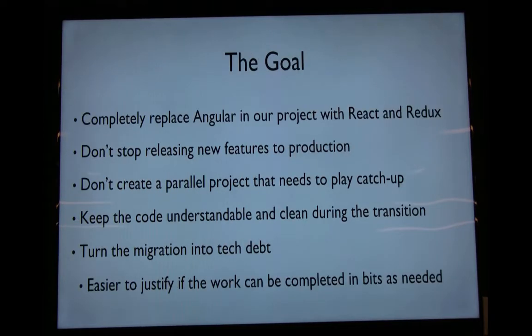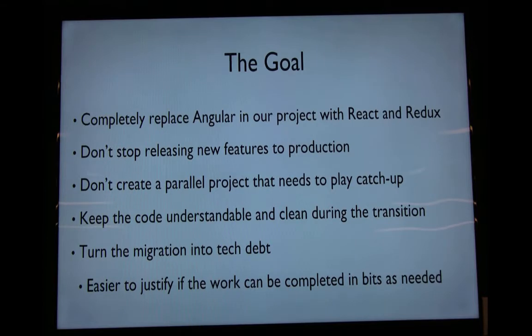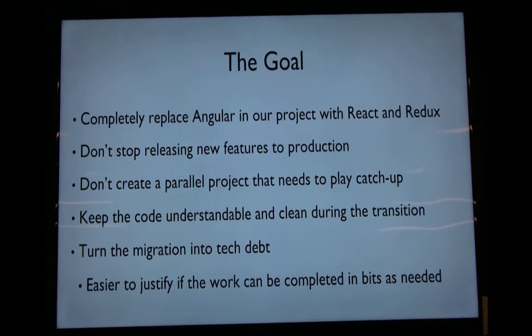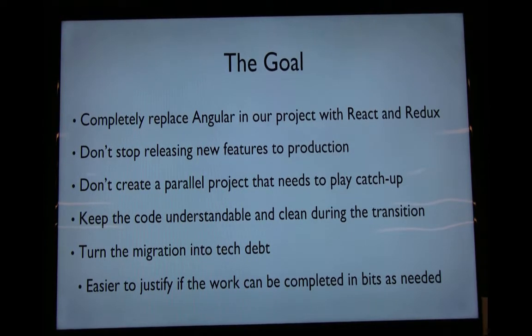So our goal is to completely replace Angular in our project with React and Redux. We don't want to stop releasing new features to production because that just usually means it's going to be harder to sell to management. We don't want to create another parallel project and play catch up. We want to have the code stay understandable and clean during the transition because depending on the size of your project, it can take a long time. We've been working on ours for a while, and if you don't plan it well, it can turn into a big mess, and it's just hard to manage.